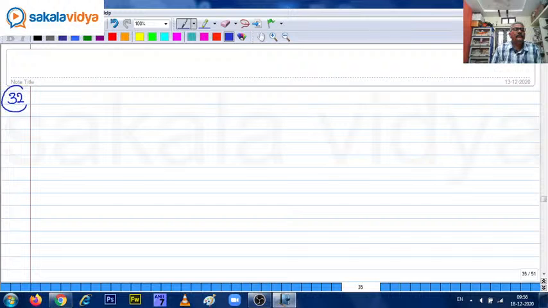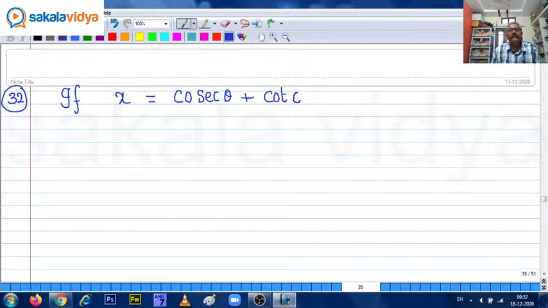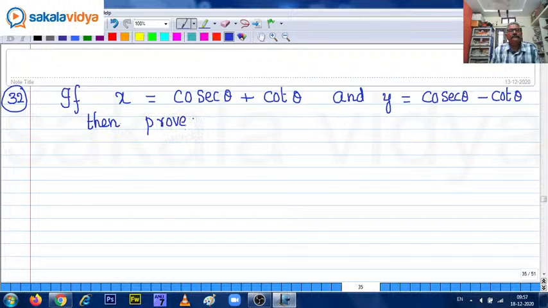32nd problem. If x is equal to cosec theta plus cot theta and y equals cosec theta minus cot theta. Then prove that xy is equal to 1. Can you solve this problem? How many of you can solve this problem?